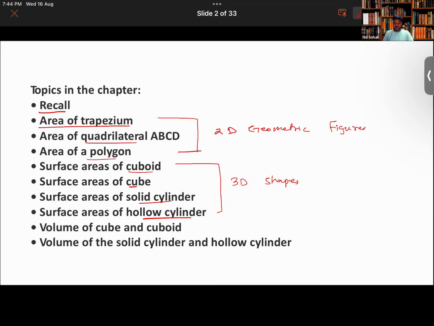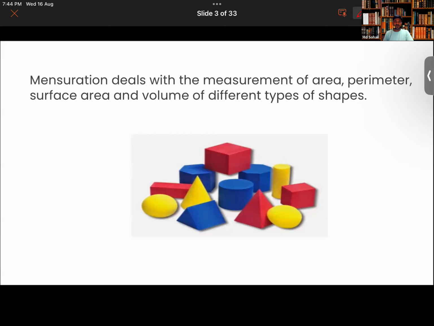Yeah. 3D shapes. Right. So we will also have a look at how you calculate volume of the 3D figures. And what is the difference in the calculation of solid cylinder and hollow cylinder's volume? Getting it? Okay. Yeah. So as I said, the chapter mensuration deals with the measurement of area, perimeter, surface area, and volume of different types of shapes. Right. So these are the general types of shapes which you can see here. Apart from this, you have got polyhedrons as well.